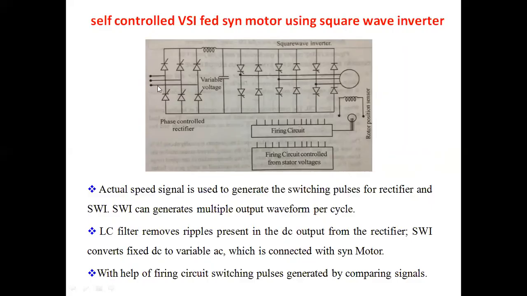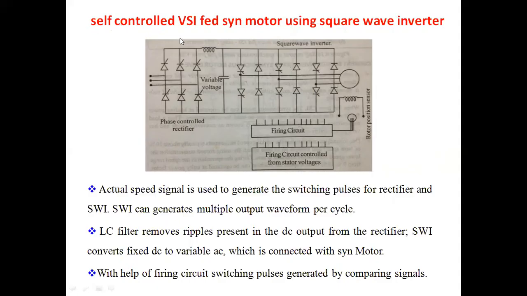Three-phase AC is given to the phase control rectifier. AC is converted into DC. To remove the ripples present in the DC, we are using an LC filter. The output of the LC filter is given to the square wave inverter. With the help of the square wave inverter, we generate a single stepped output waveform per half cycle. The output of the square wave inverter is connected to the synchronous motor drive.